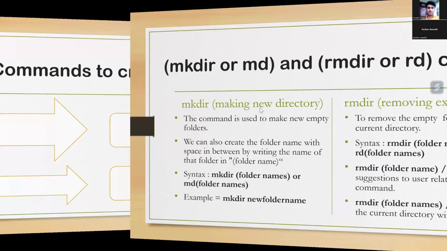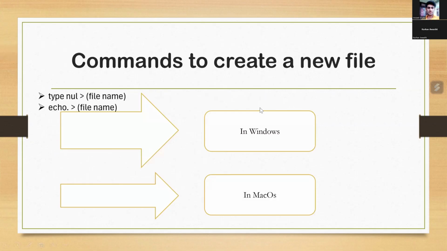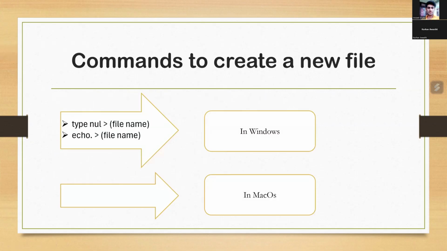Next is the commands to create a new file. In Windows, the type nul command with the file name and the echo dot command with the file name are used to create a new file. But in macOS, the touch command is used to create a new file.